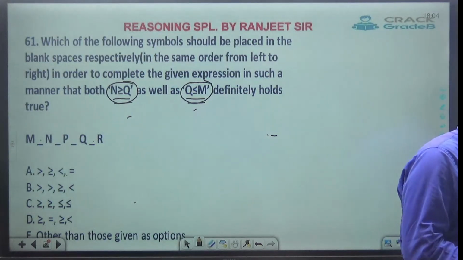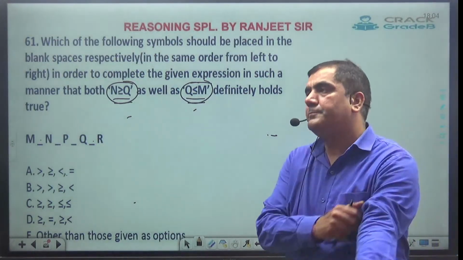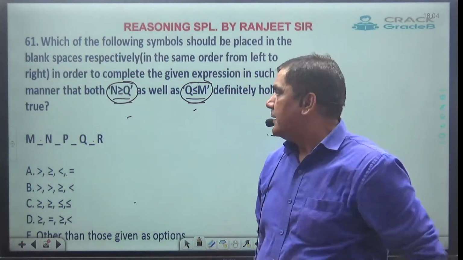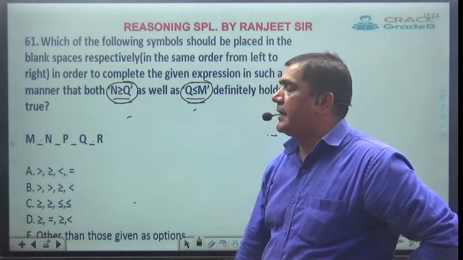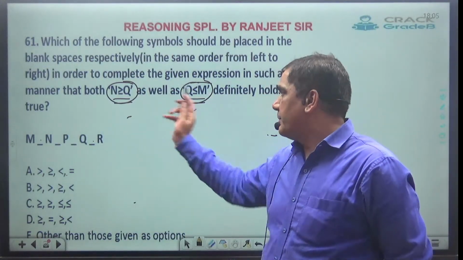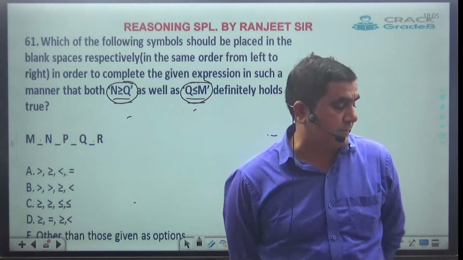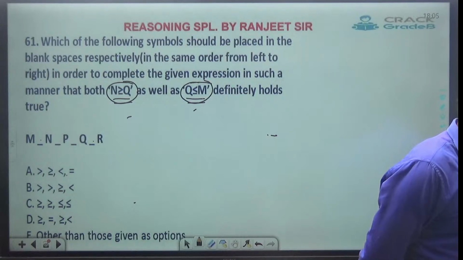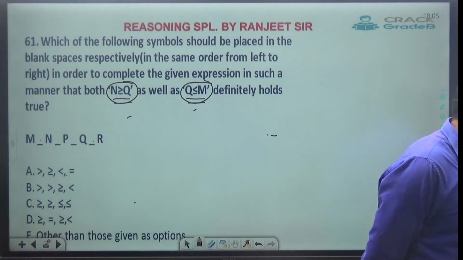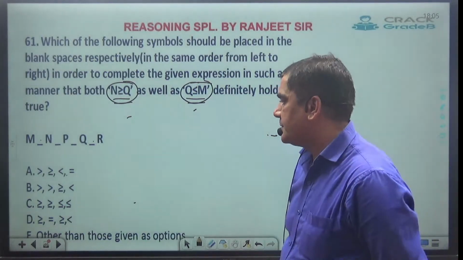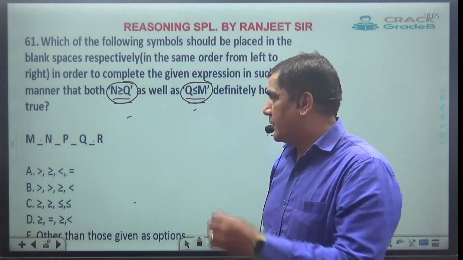Anyone who can tell me the answer for this one? These two have to be definitely correct. So which option should I put so that these two must be definitely correct? This is the question. Option D. Abhishek is saying option D is the answer. Okay, Abhishek, let's see whether the answer is correct or not.